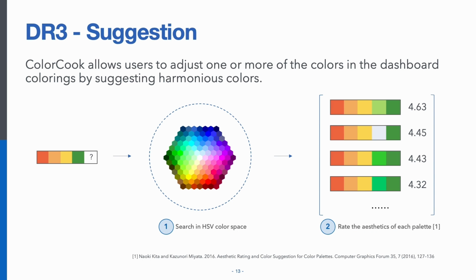In terms of color suggestion, we use the color palette rating model proposed by Kate et al. to suggest harmonious colors for a given palette. First, HSV color space is explored while candidate colors are constrained to those that are essentially different from the colors in a given palette. The candidate colors are then selected by rejection sampling and added to the given palette. Last, each of the palettes is rated by the model, and the top-rated colors are recommended to users.